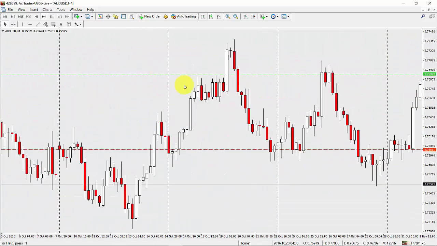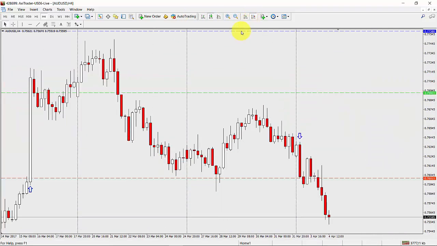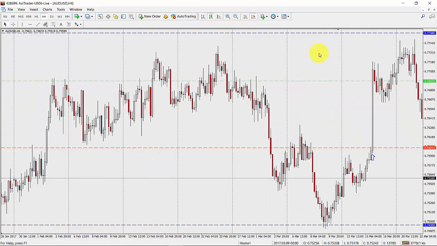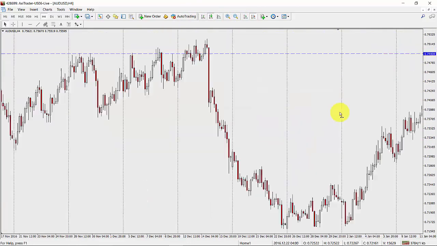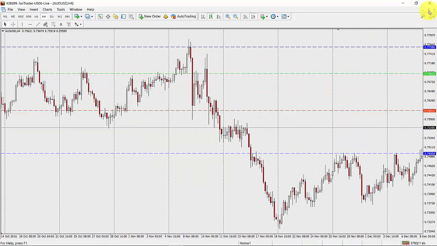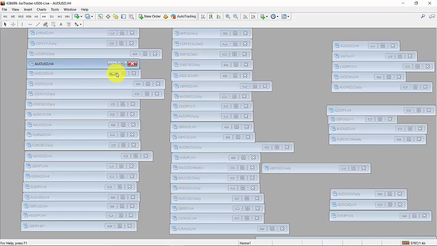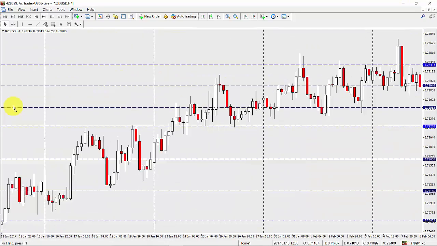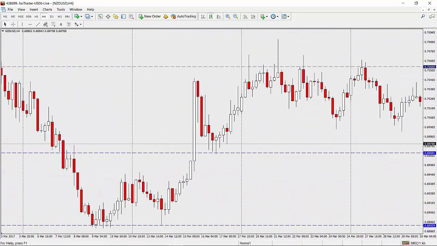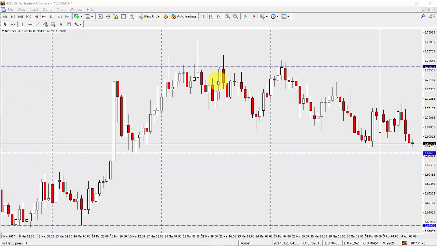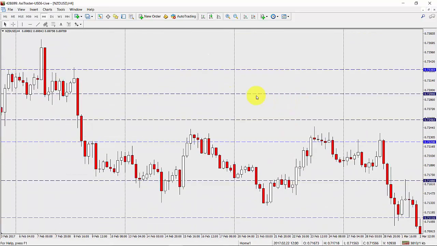let's get back here. Whoa. Oh, this is the Aussie. I'm looking for my rules. It's because they're on the Kiwi. Of course. Okay, so let's go back to the rules here.